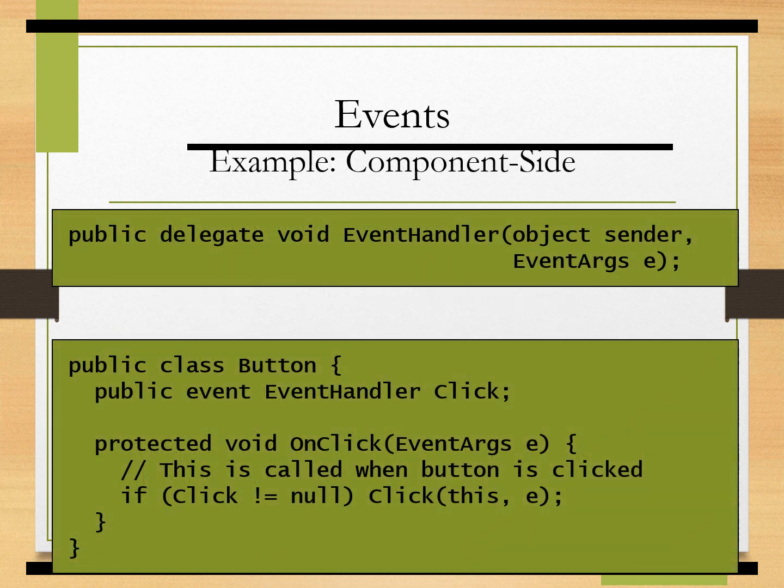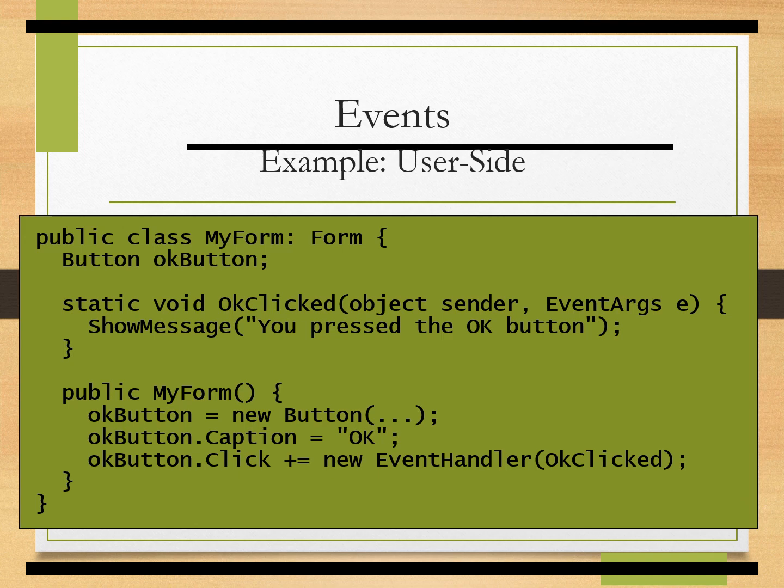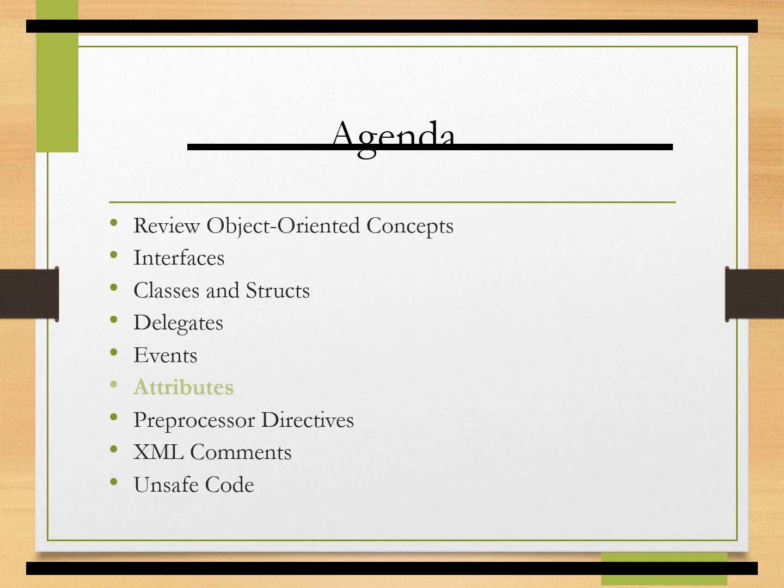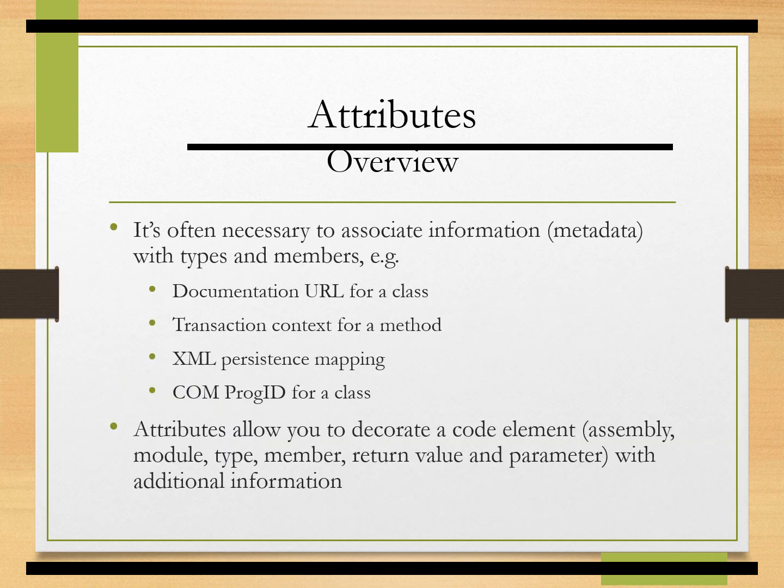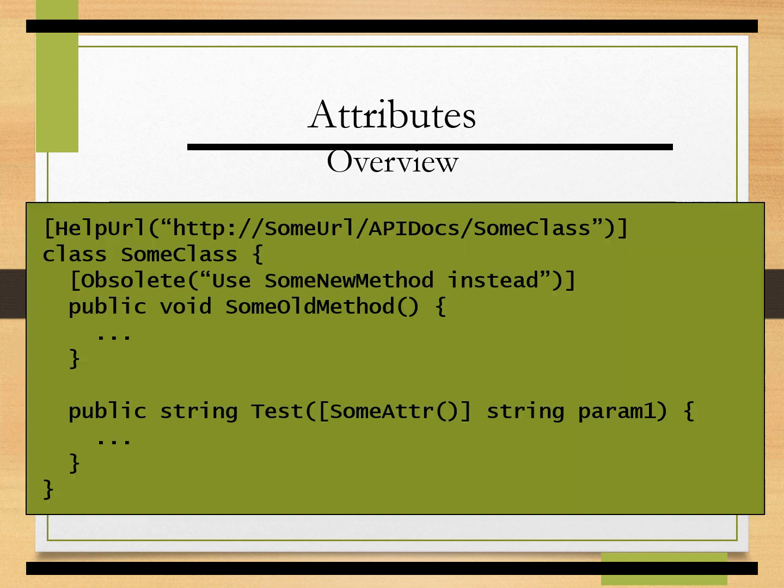The C# component slide is the base. So user side is the basic event, so it's just attributes. What are the main attributes here? You just see the attribute to the association information metadata with the types and the members.